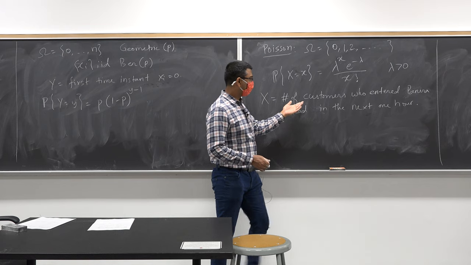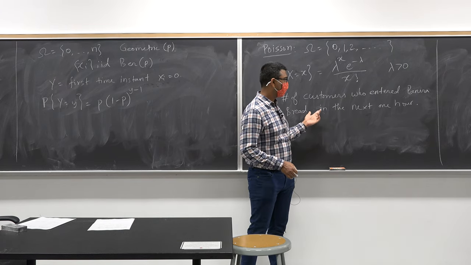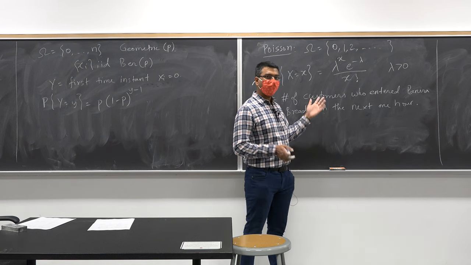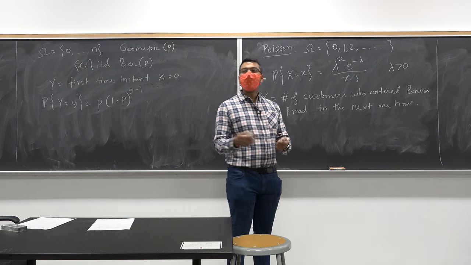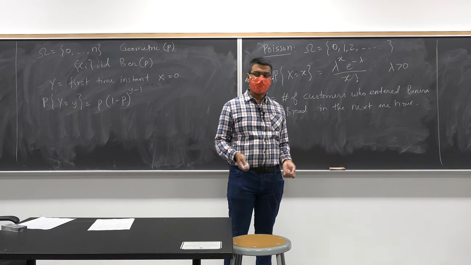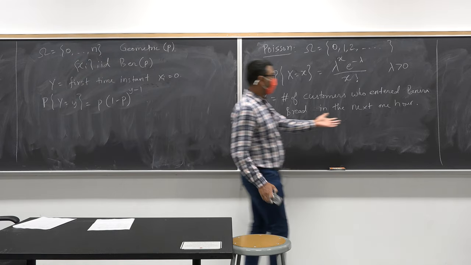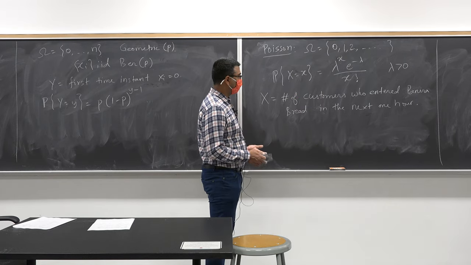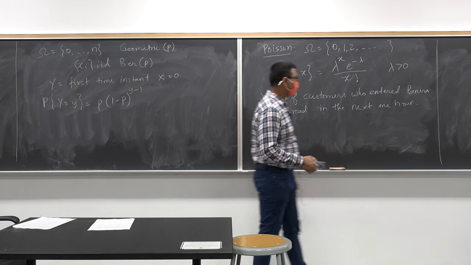So in the case of the number of customers who entered Panera Bread or Starbucks or Uber or Lyft, we talk about the time scale of an hour. But when I'm talking about the number of packets that entered a router, we are talking about milliseconds, or microseconds, because those processes work at a very, very fast time scale. Okay, so the time step really matters depending on the application. And depending on what application you're looking at, you will have different time scales.